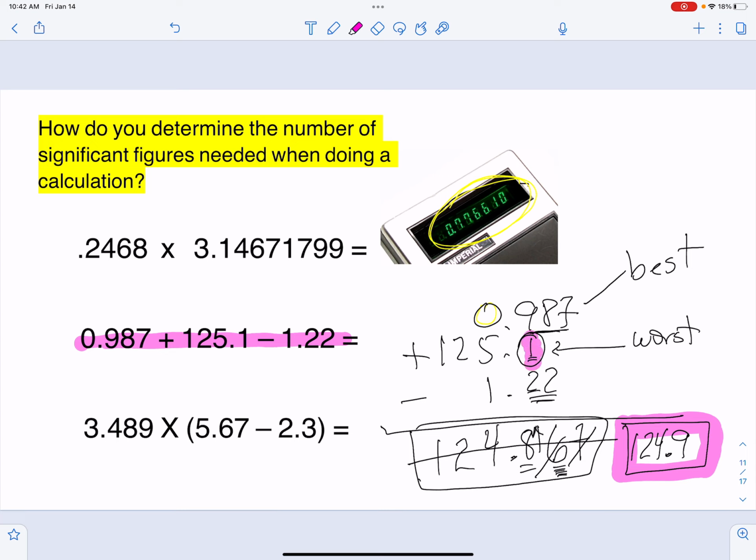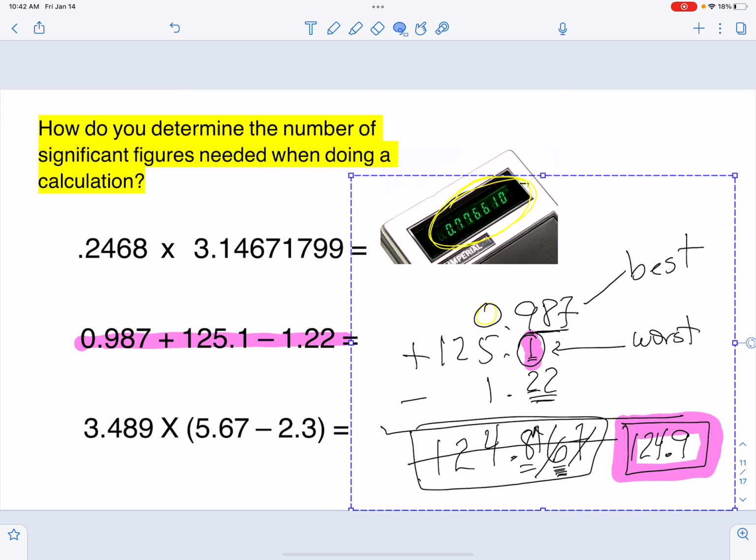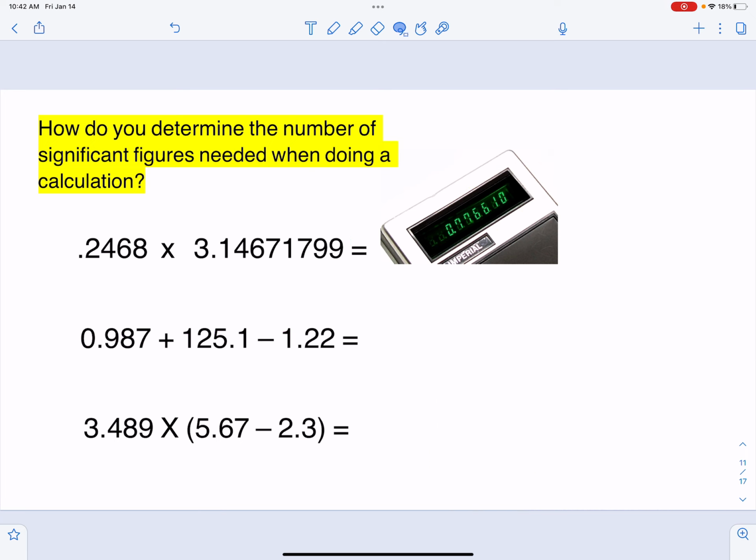What about multiplication and division? For multiplication and division, the rule is a little bit different. For multiplication and division, we're going to count significant figures. So there's a decimal here. So we're going to go from the Pacific left to right. So this is going to have 4 significant figures. This one is going to have a decimal. So 1, 2, 3, 4, 5, 6, 7, 8, 9.